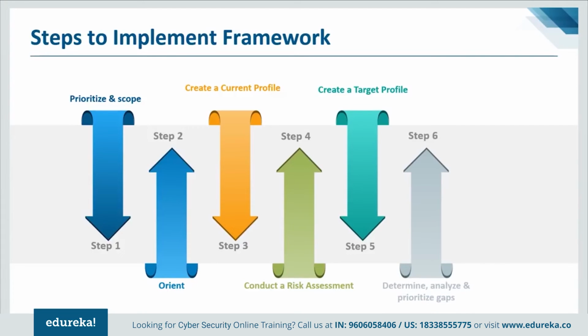The sixth step is to determine, analyze, and prioritize gaps. The organization compares the current profile and the target profile to determine gaps. Next, it creates a prioritized action plan to address gaps, reflecting mission drivers, costs and benefits, and risks to achieve outcomes in the target profile. The organization then determines resources, including funding and workforce, necessary to address the gaps.